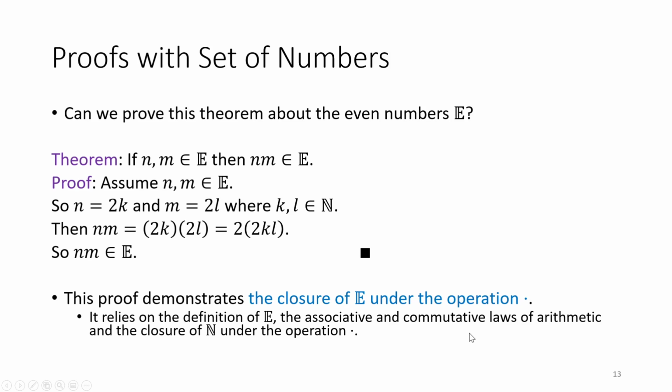The associative and commutative laws of arithmetic, well, that's where we're shuffling around some of our brackets here and maybe moving the 2 to the other side of the k and so on. These are the associative and commutative laws in arithmetic. And then we're also assuming that 2 times k times L is a natural number, as long as we already know that k and L and 2 are natural numbers. And this is the closure of natural numbers under multiplication.